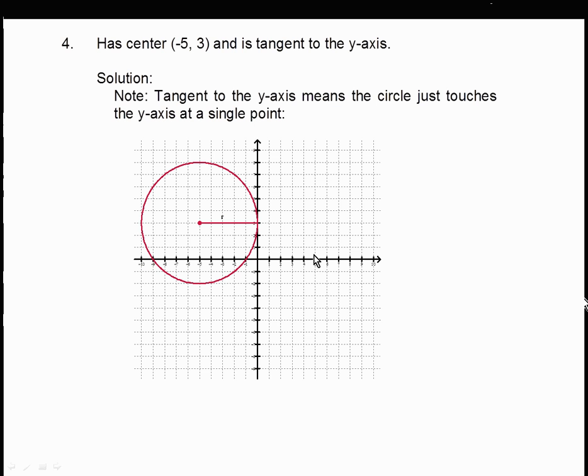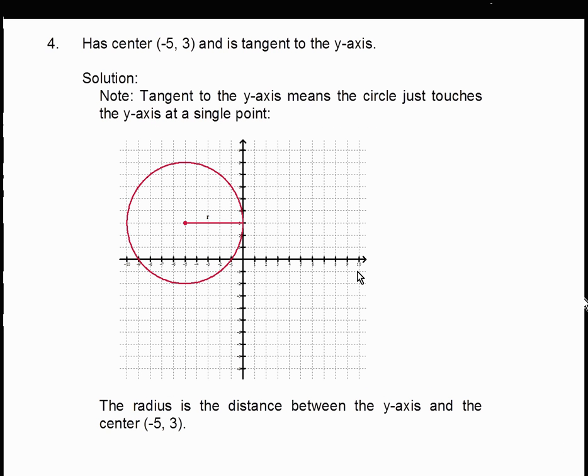So the picture is this. Okay, there's my center, -5, 3. There's the radius. Notice you can just count 1, 2, 3, 4, 5. It's the absolute value of the x-coordinate. Remember, the x-coordinate tells you how far away you are from the y-axis. So the absolute value of the x-coordinate is R. If you were tangent to the x-axis, it would be the absolute value of the y-coordinate. So it's kind of like the absolute value of the other coordinate.